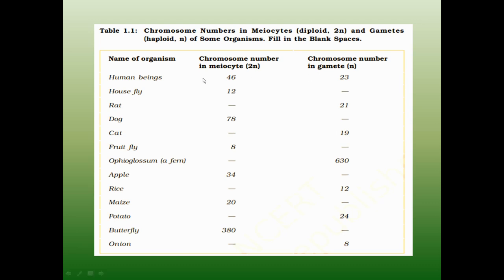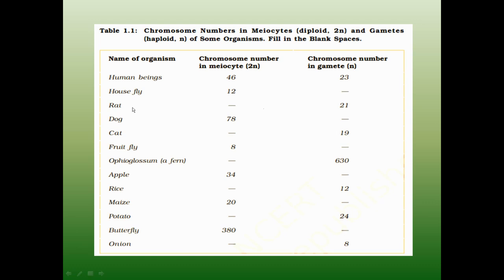So let's move to the first example, that is human beings or Homo sapiens. Human beings are diploid, so the meiocytes are diploid, that is 46, and gametic content will be the haploid one, that is 23. Now move to the next example, that is housefly. The meiocyte has 12 chromosomes. The chromosome number in gamete will be the haploid one, that is 12 divided by 2. The number will be 6, and 6 will be the number of chromosomes in the gamete.